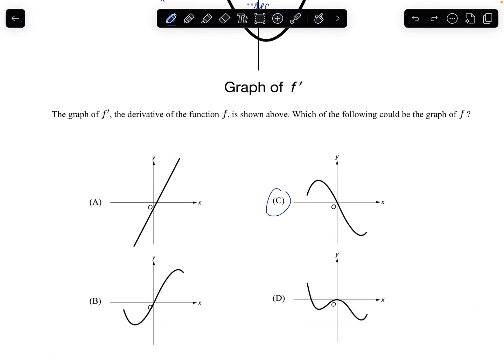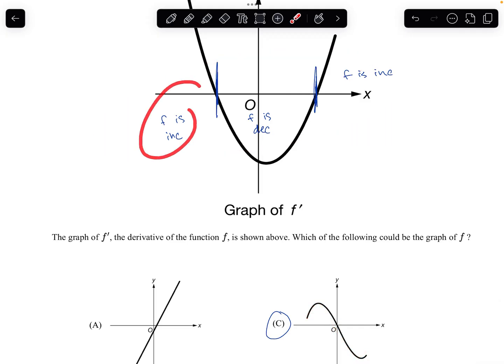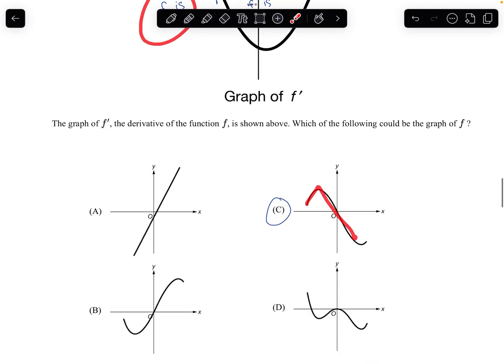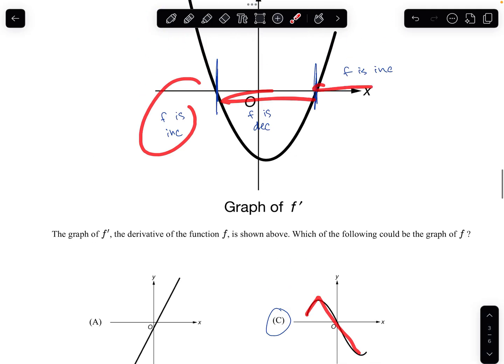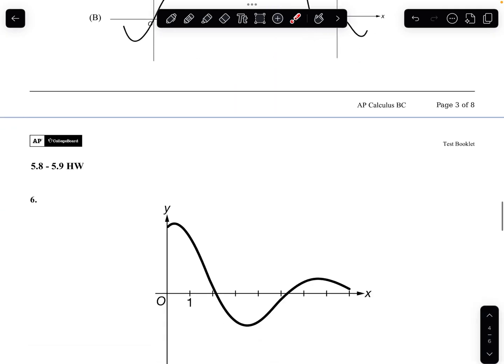Oh my gosh, I can't get these right. I said increasing, decreasing, increasing, but this was decreasing, increasing, decreasing, the exact opposite of what I just said. So f is decreasing, decreasing, then it's increasing here, and then decreasing. There we go. I started the wrong way. So it's got to be C. There we go. All right.